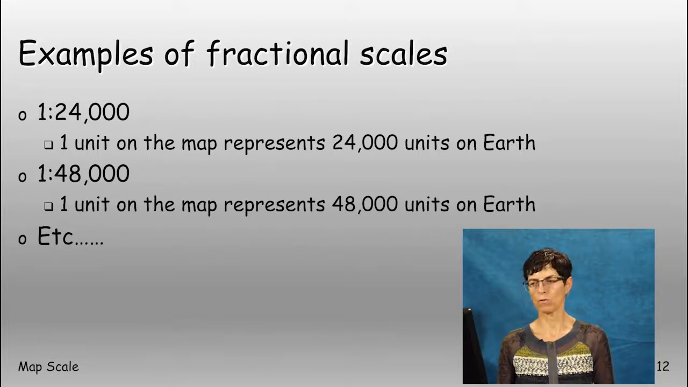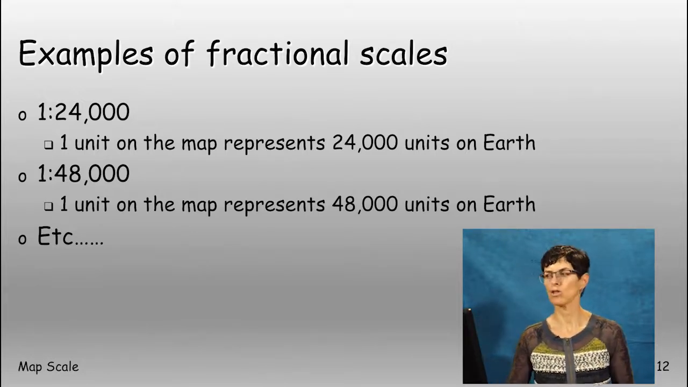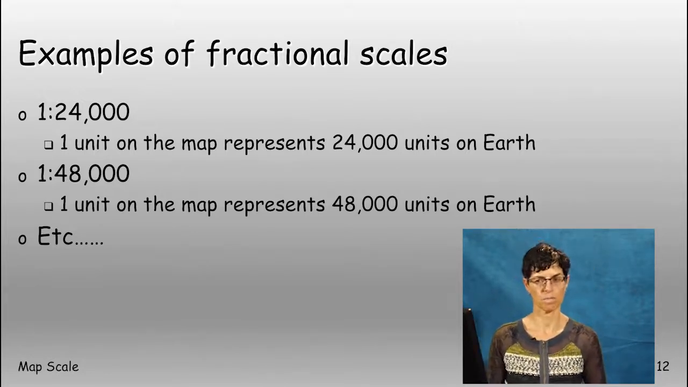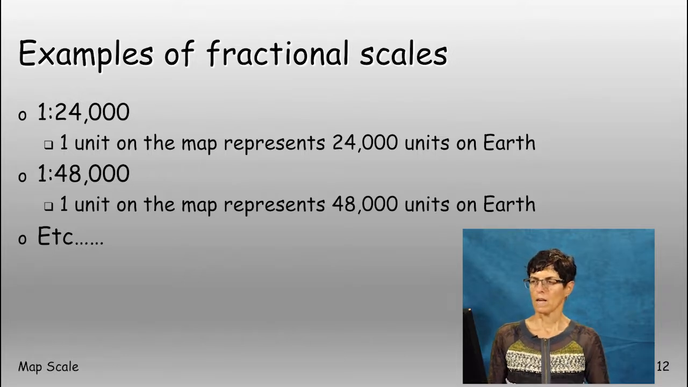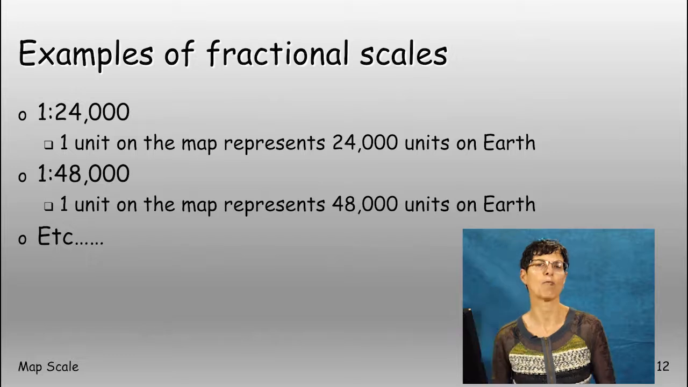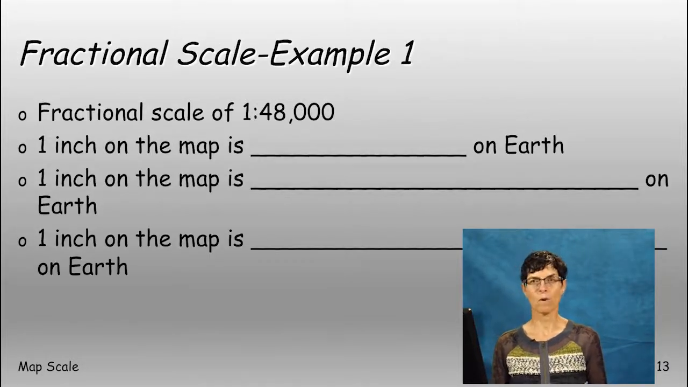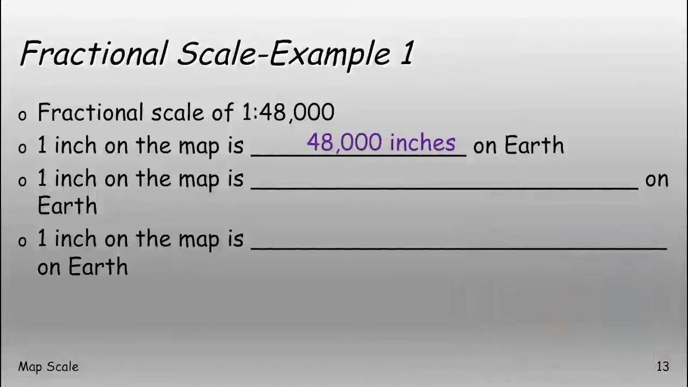Same thing with 1 to 48,000. 1 unit on the map, in this case, would be equivalent to 48,000 units on the Earth. So, first example, let's consider a fractional scale of 1 to 48,000. So 1 inch on such a map, with a fractional scale of 1 to 48,000, is going to be equal to 48,000 inches. That's how the scale works.